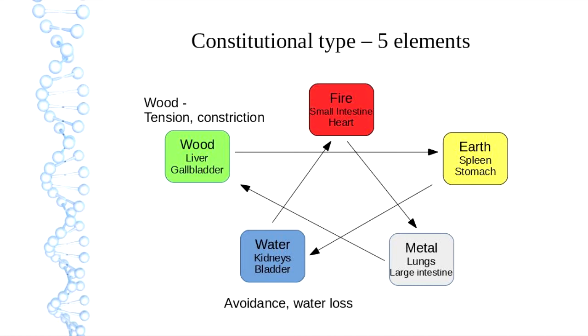And if you're working with a practitioner who is able to recognize the difference between you and someone else, the wood person might get one treatment that's related to tension and constriction, helping the liver function, and the water type person might get a very different type of treatment, which is again related to the kidneys, water fluid balance, and electrolytes.